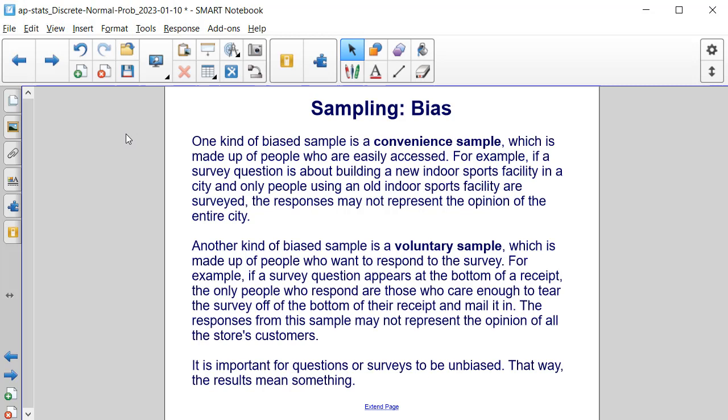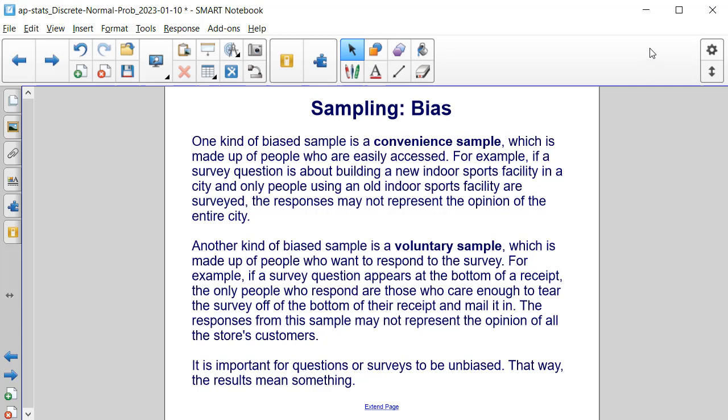One kind of biased sample is a convenience sample, which is made up of people who are easily accessed. For example, if a survey question is about building a new indoor sports facility in a city, and only people using an old indoor sports facility are surveyed, the responses may not represent the opinion of the entire city.